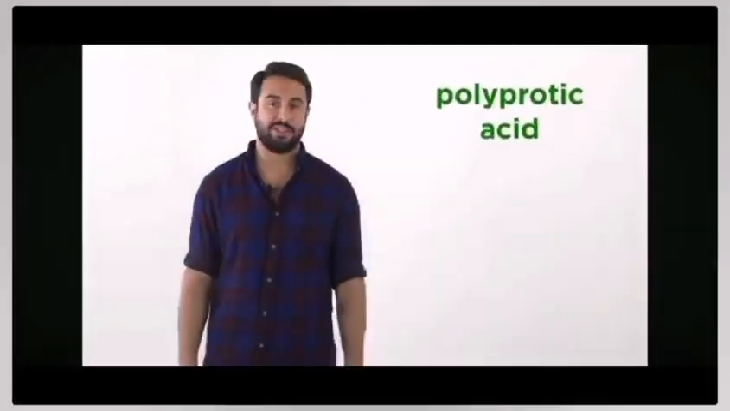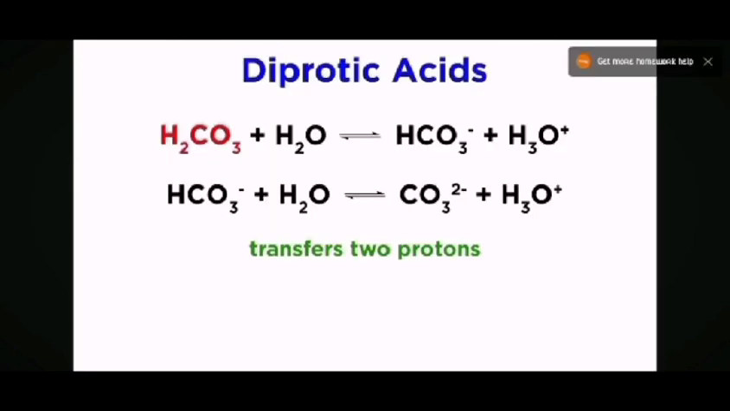There are also polyprotic acids, or acids that can transfer more than one proton. So let's examine these as well. An example of this is carbonic acid, or H2CO3. This is a diprotic acid, meaning that it contains two acidic protons. It can deprotonate twice in succession, first giving the bicarbonate anion, and then again to give the carbonate anion.